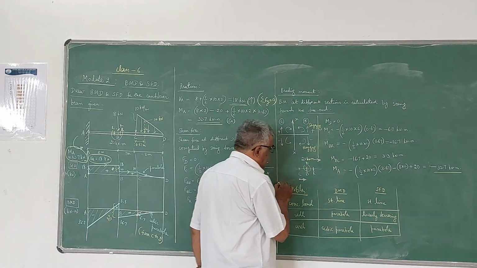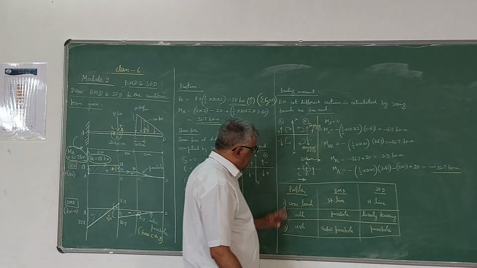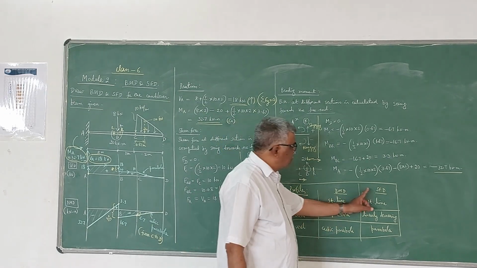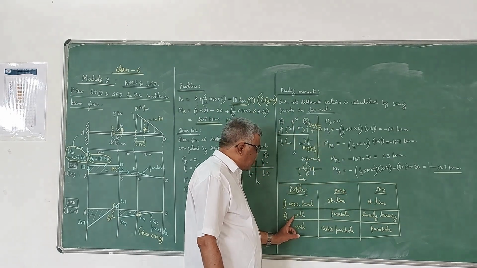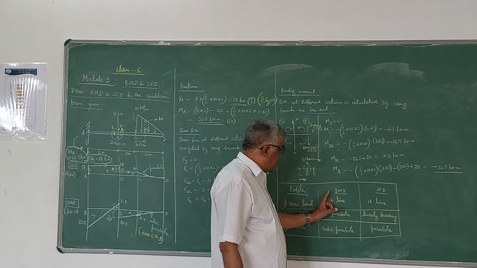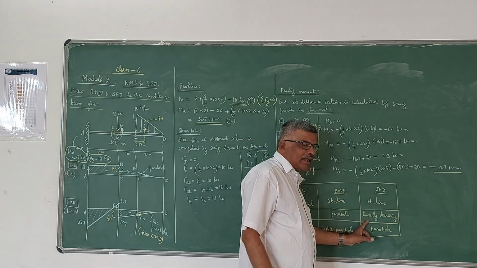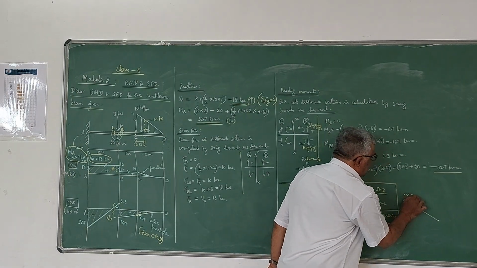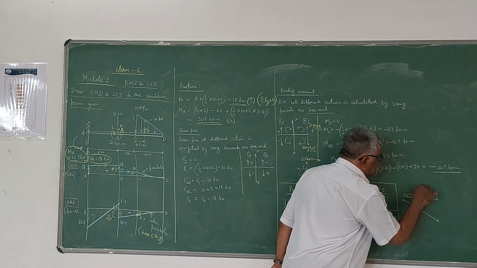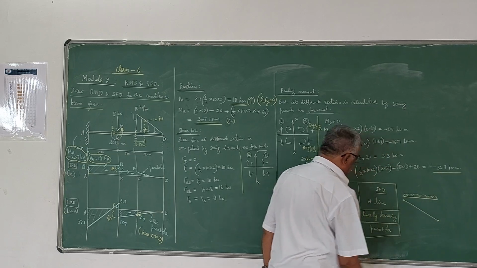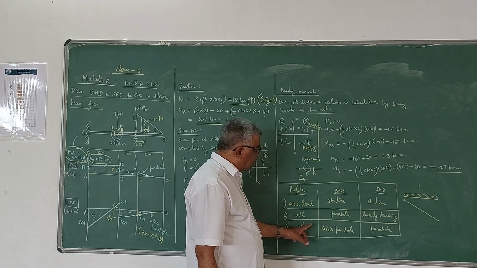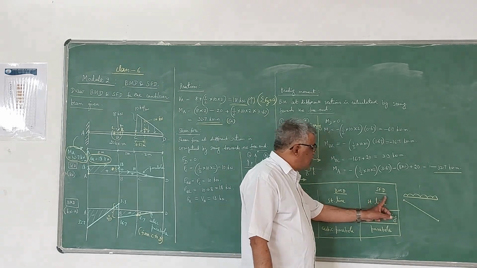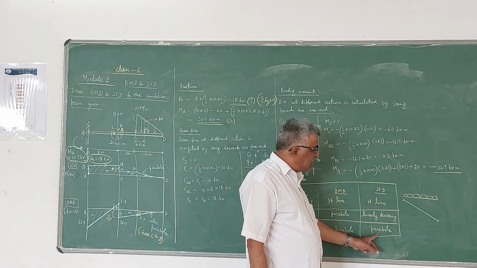Now I have just given here the profiles, which I have already explained. If it is a concentrated load, the bending moment diagram is a straight line, and the shear force diagram is also a straight line. If it is a UDL, uniformly distributed load, the bending moment diagram is a parabola, and the shear force diagram is a linearly decreasing line, because UDL acts downwards. Then if it is a triangular load, the bending moment diagram is a cubic parabola because it contains an x cube term, and the shear force diagram is a parabola because it contains an x square term.